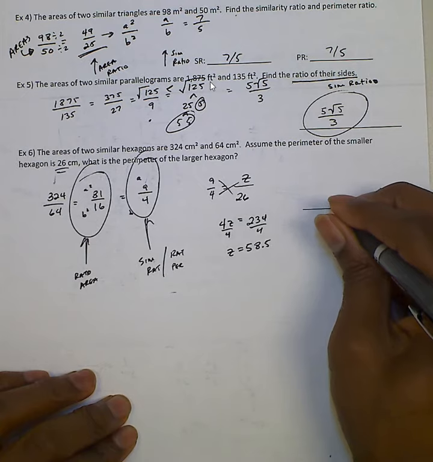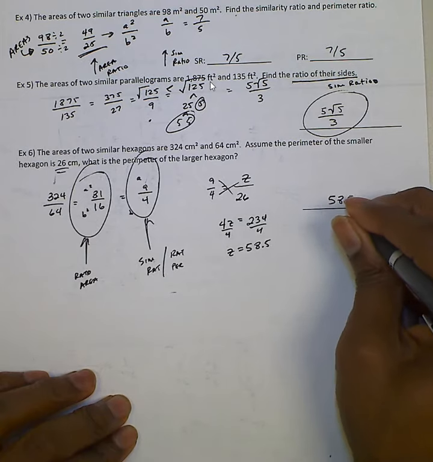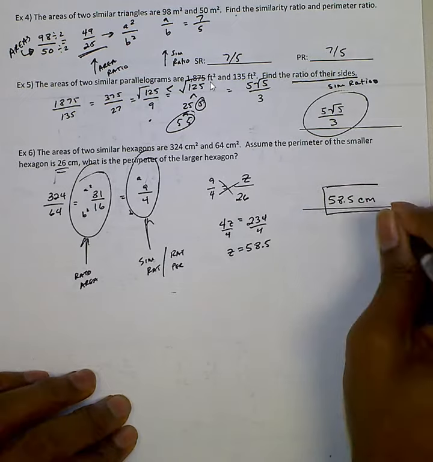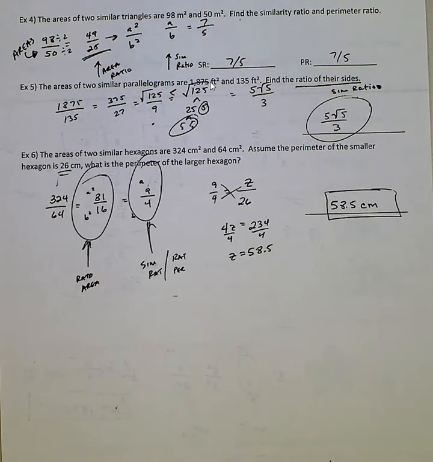And so what's the perimeter of the large hexagon? 58.5 centimeters. Just to be nice. Okay, so that is using similarity ratio, area ratio, ratio of perimeters. Being able to convert from one ratio to the next and being able to use those ratios in order to find missing information no matter the type of polygon.